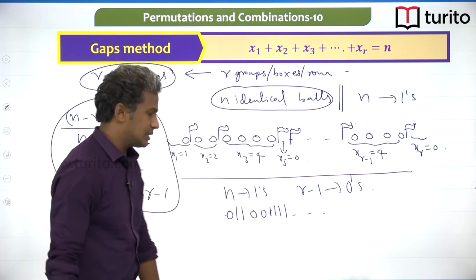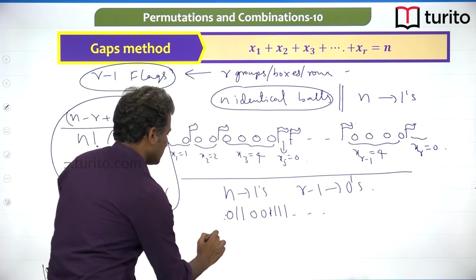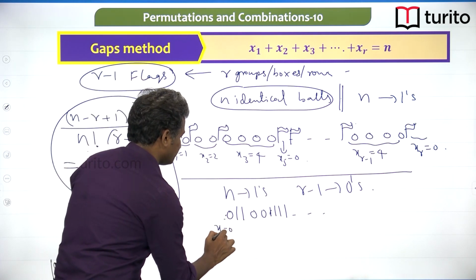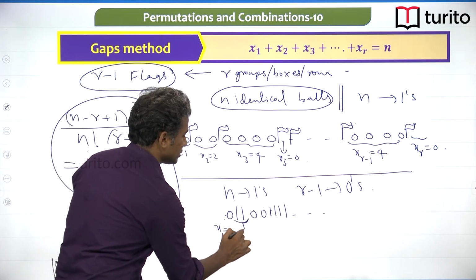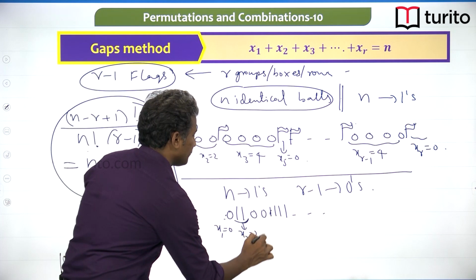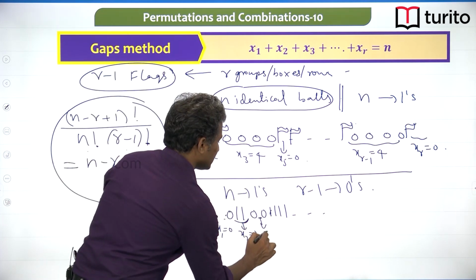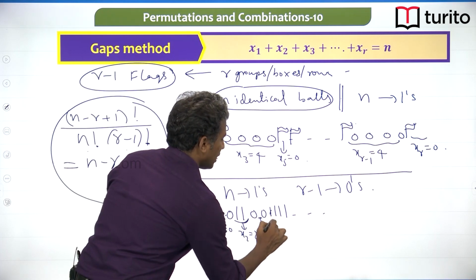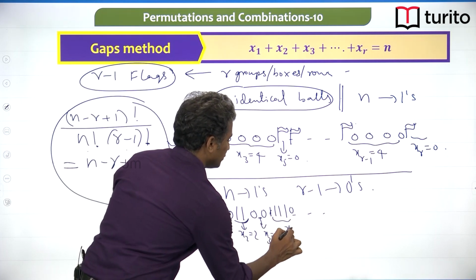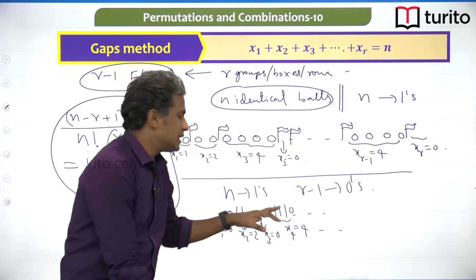So what does this represent? Before this zero, how many ones are coming? There is no 1, so x1 is 0. Now between these two zeros, how many ones came? 2 ones came, so x2 is 2. Now between these two zeros, how many ones came? No ones, so x3 is 0, and here how many came? 4, so x4 is 4, and so on. This way you can actually arrange all of them.